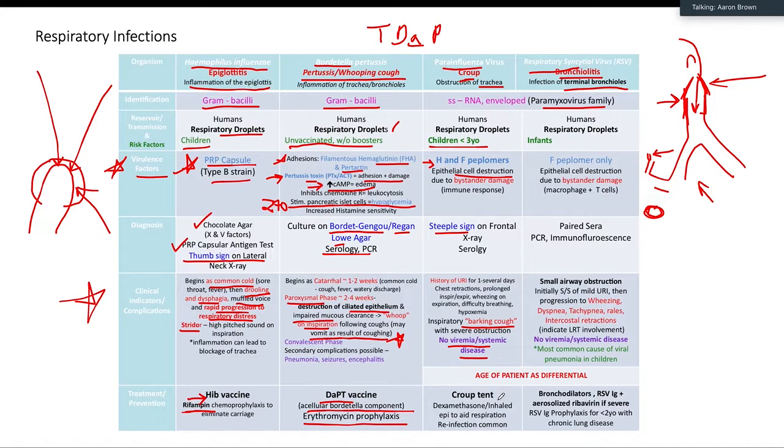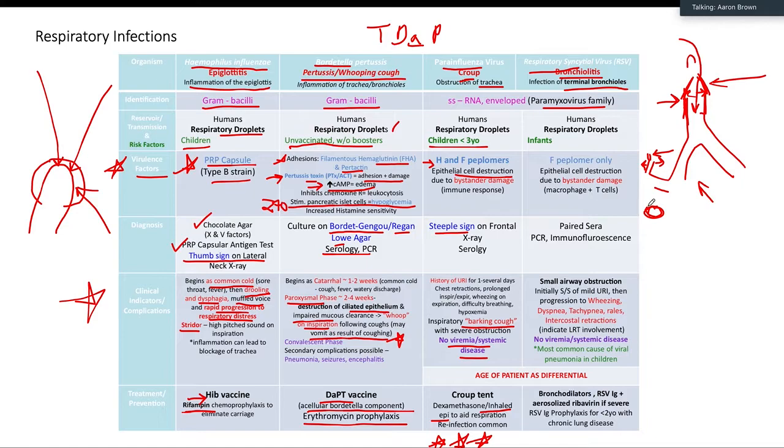And the super high yield thing that should have 5 stars by it is for croup, what we want to do is to give inhaled epinephrine. Inhaled epinephrine is going to allow for dilation of the trachea. It's going to allow for dilation of our smaller bronchioles, okay? Epinephrine is going to bind to those beta 2 receptors that are in our respiratory system and allow for dilation. Very, very important, okay? They're beta 2 receptors, not beta 1, all right?